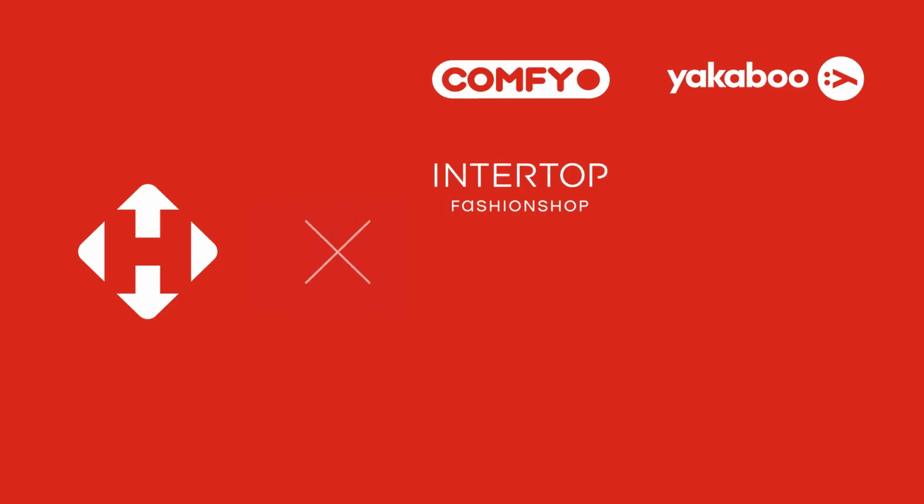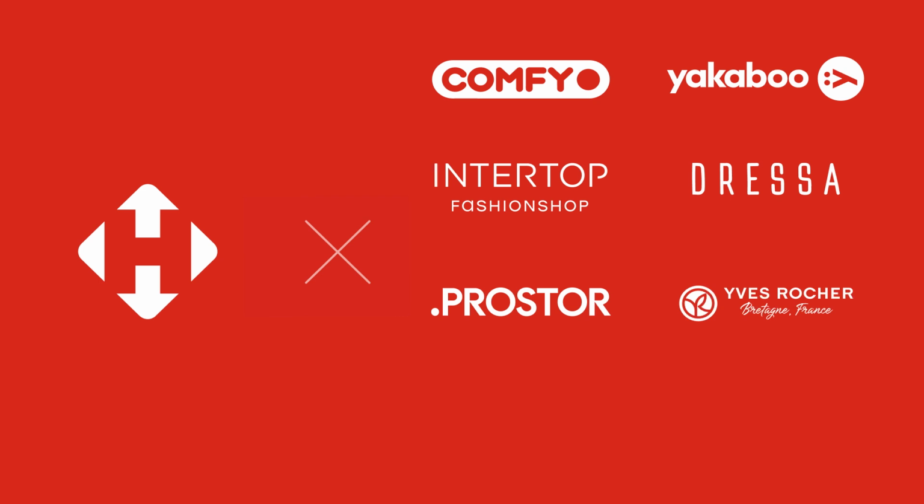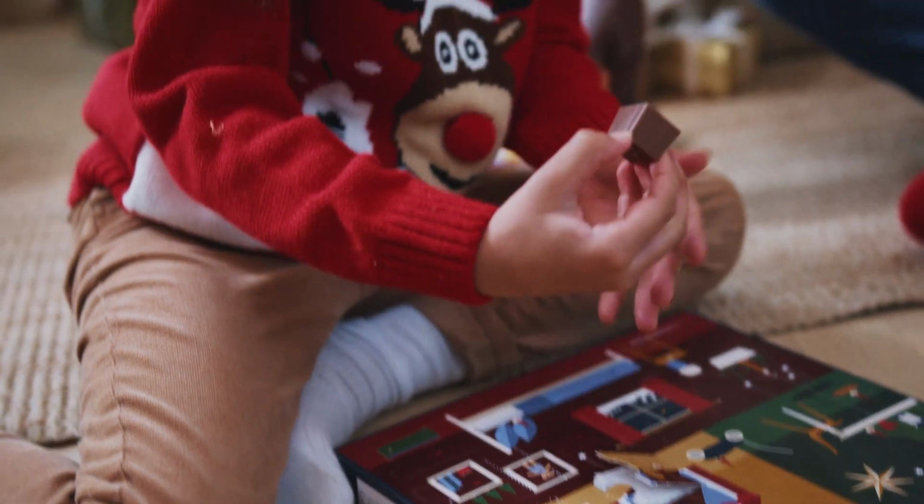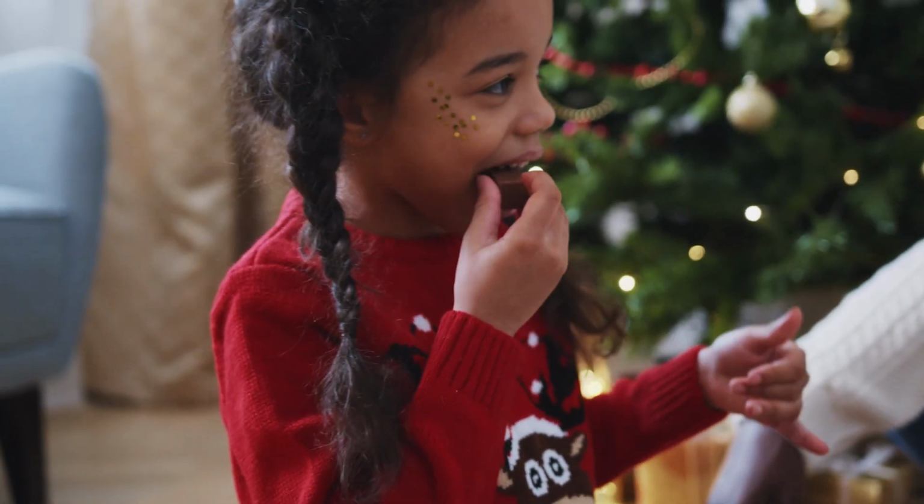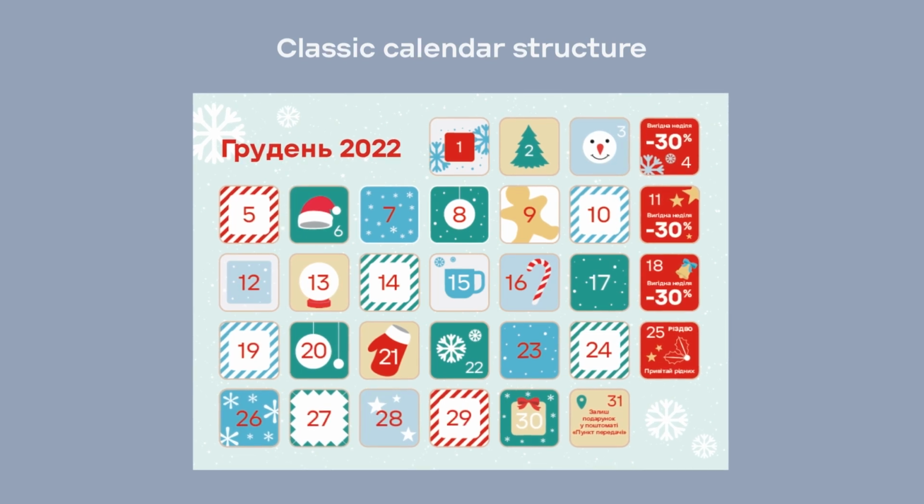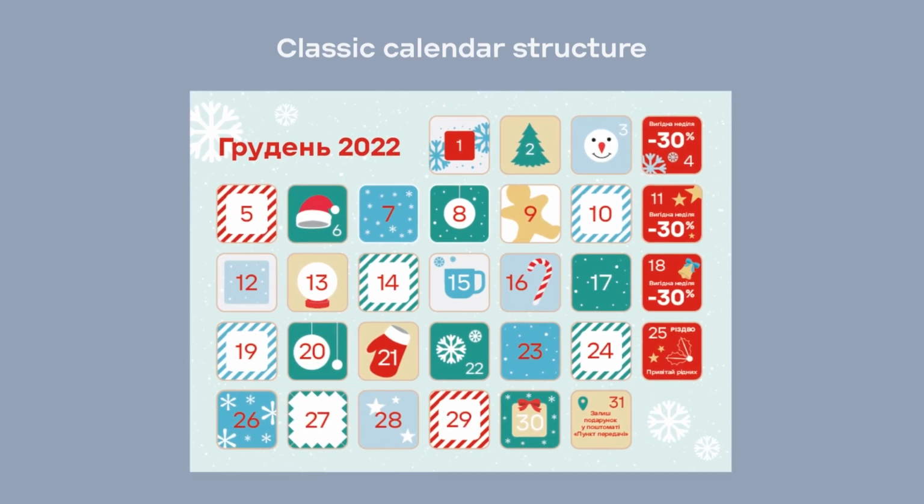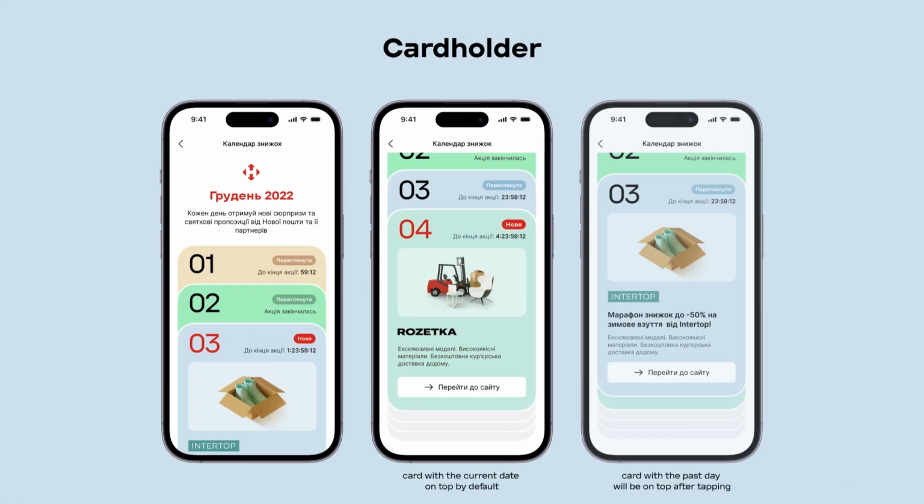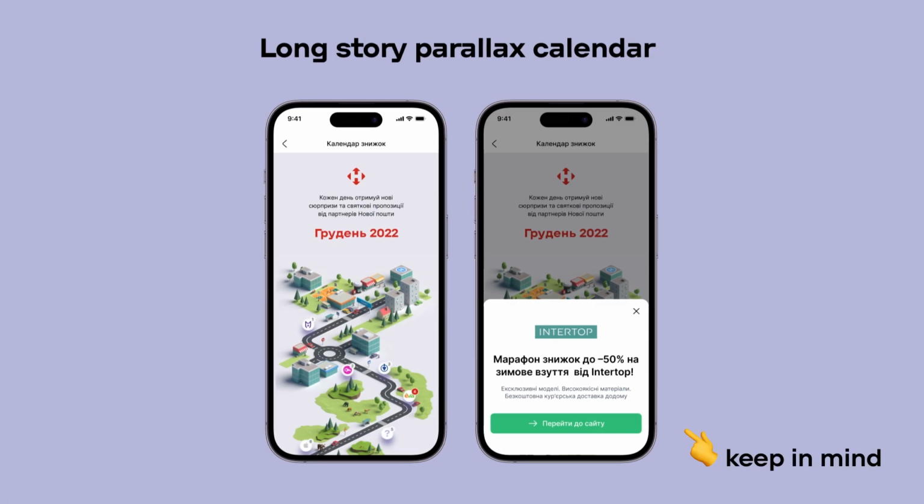The campaign engages popular Ukrainian brands, and each day users are invited to get an offer or discount from a specific brand. Just like the concept of a classic advent calendar, when each day you open a box or pocket and get a treat. Last year, working on this task, we offered the NovaPost team several options for the calendar interface design: blocks, timeline, flip calendar, card holder, and a long story parallax calendar.